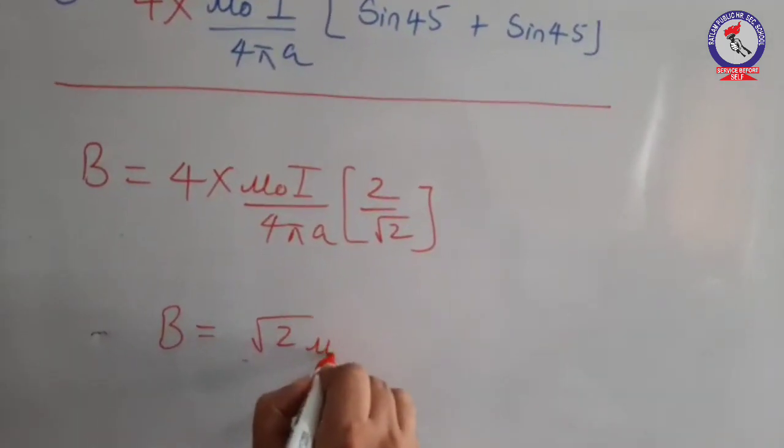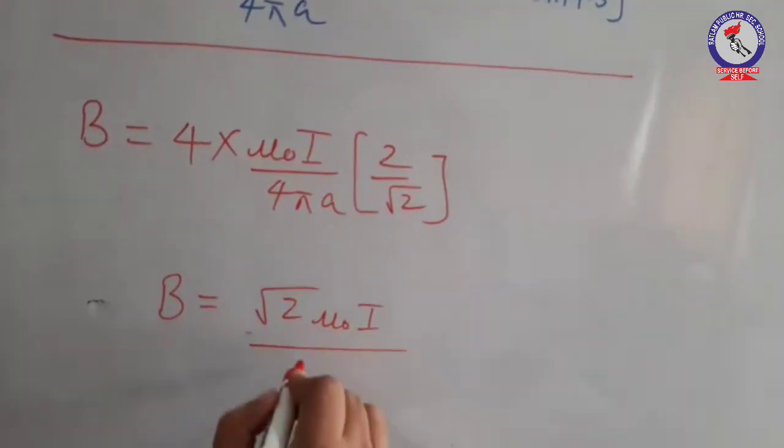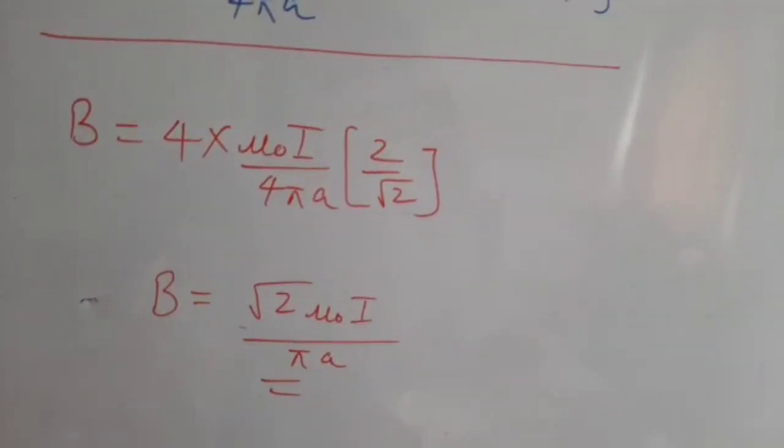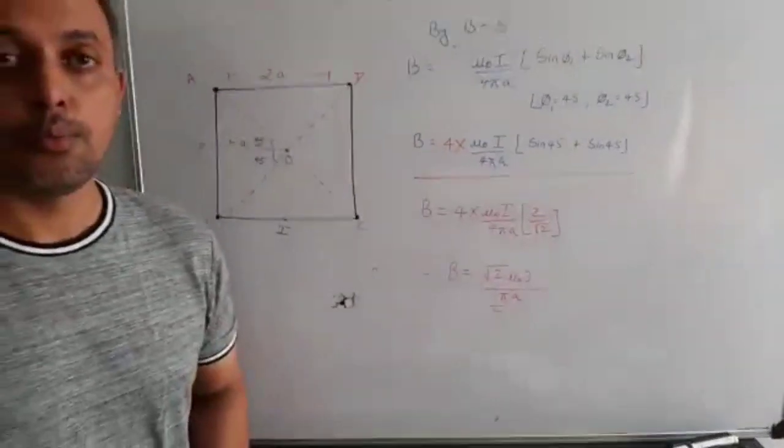root 2 times mu naught I upon pi A. So try to simplify it. You will get your final answer as root 2 times mu naught I upon pi A.